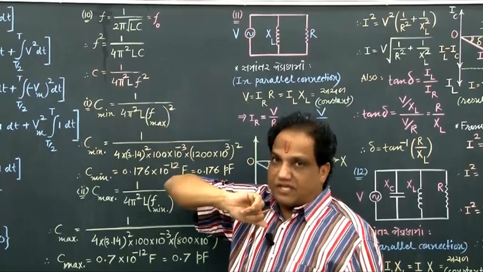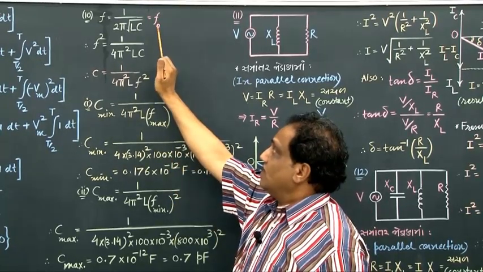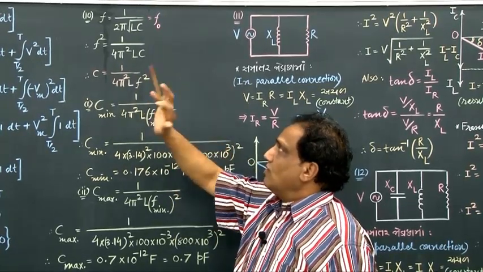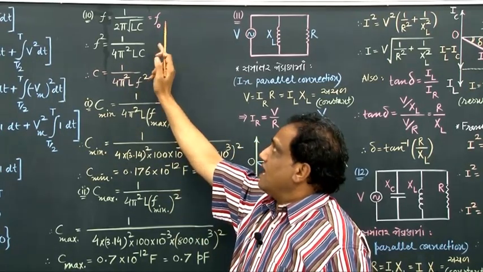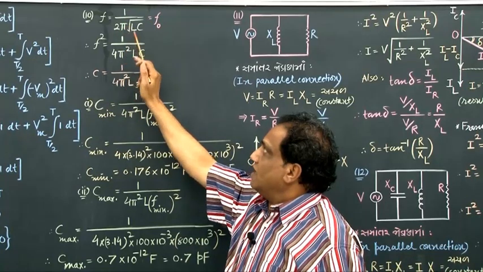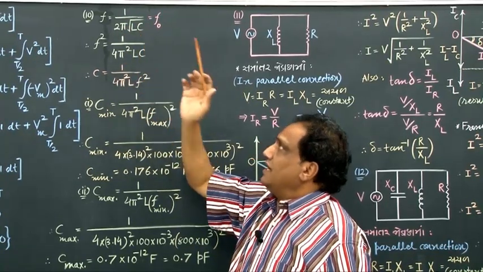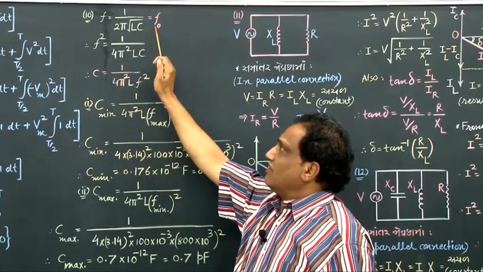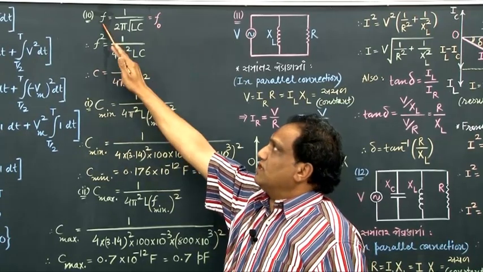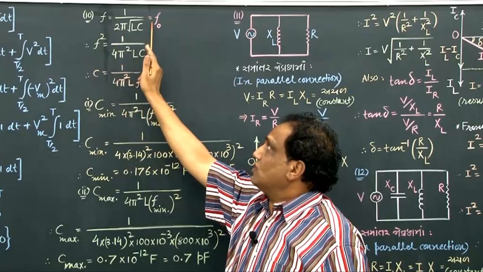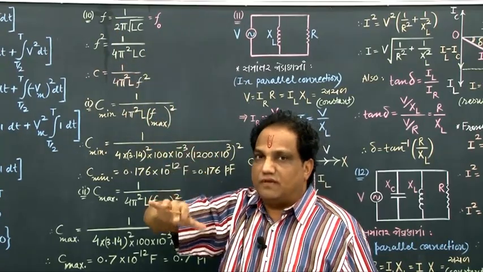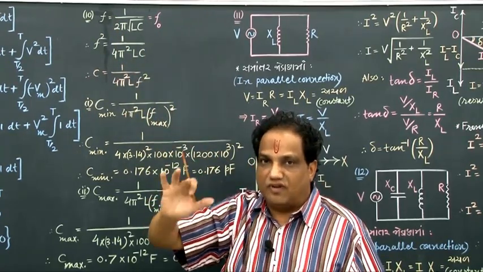For an LC circuit, the series resonant frequency and the parallel resonant frequency are the same. F0 equals 1 upon 2 pi under root of L into C. In the textbook, the same resonant frequency is shown by the symbol small f, no problem. Whether you write f or f0, the interpretation remains the same. It is right now the resonant frequency.